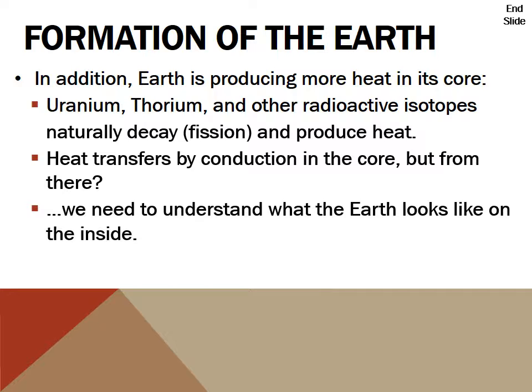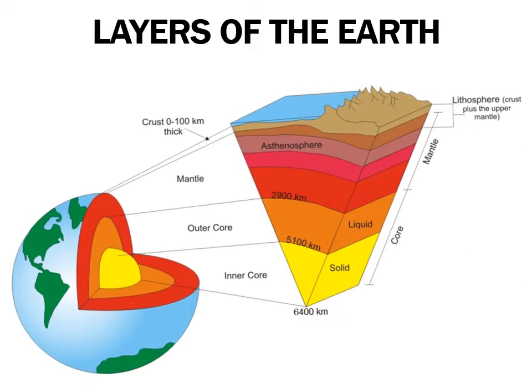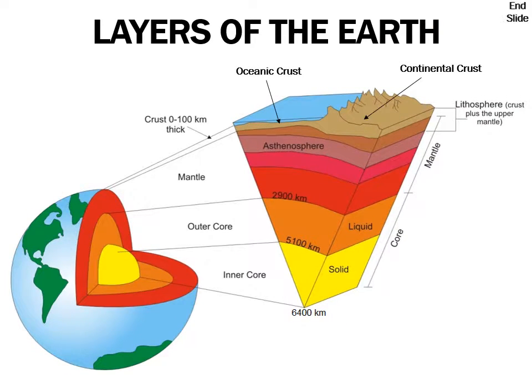Well, before we can really talk about where it goes, we have to talk about what the Earth looks like on the inside. It's pretty obvious that the center is the core, but what's after that? What's above that? So in addition to the core, we have, first of all, the inner core and the outer core. The inner core is solid while the outer core is liquid.